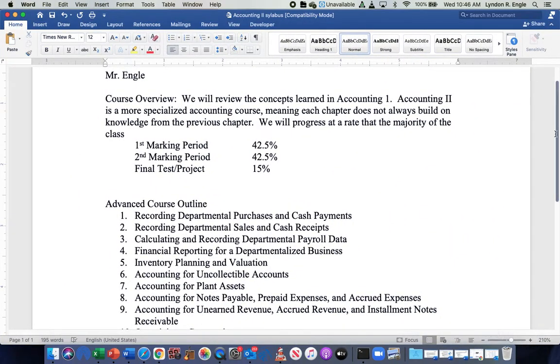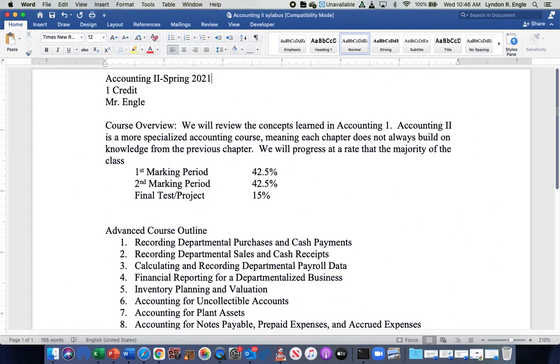Okay. This is Mr. Engle, Lyndon Engle, for Accounting 2. We call it Advanced Accounting. There are a couple kids that might have taken Accounting 2 already, and they're sort of still in the class taking what we call Accounting 3. Some of the work that they do is right with the Accounting 2 kids. Others is going to be some independent study type things, based on what happened last spring with the COVID and stuff.